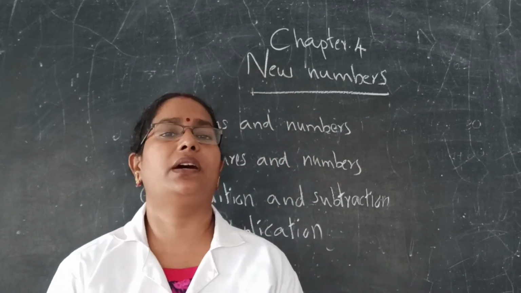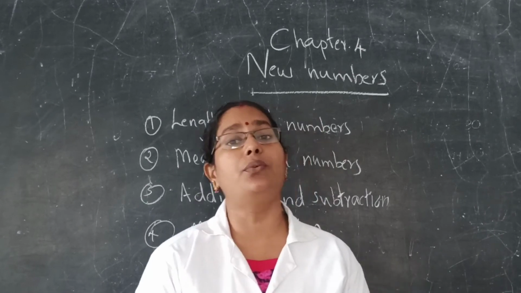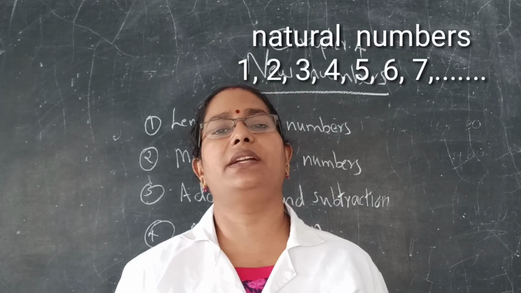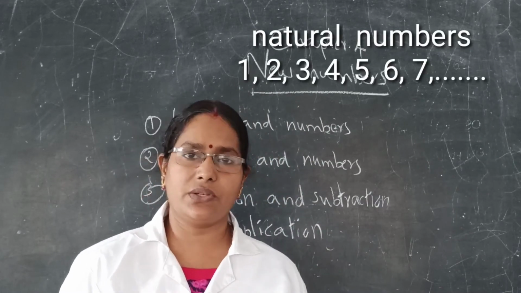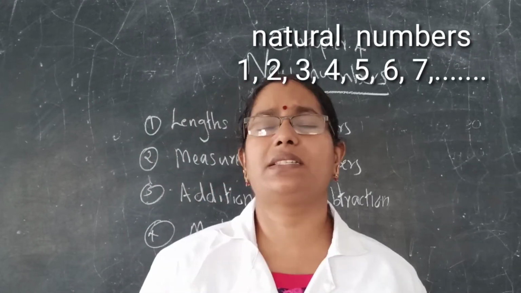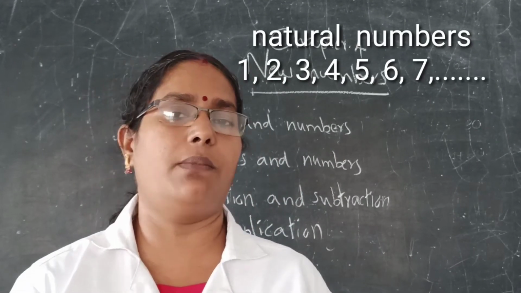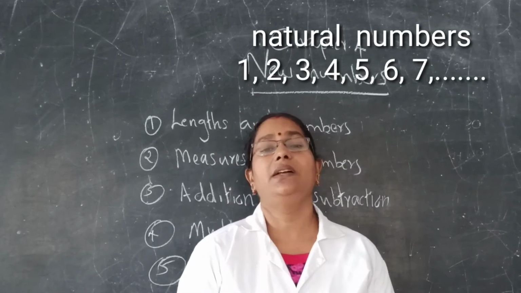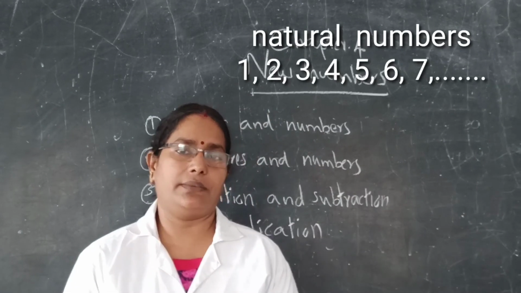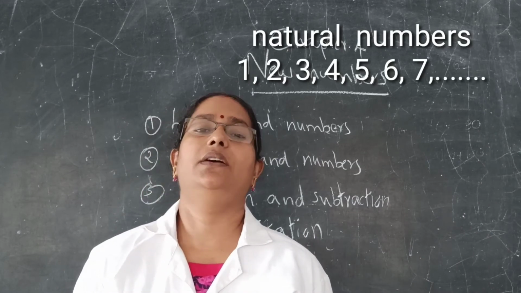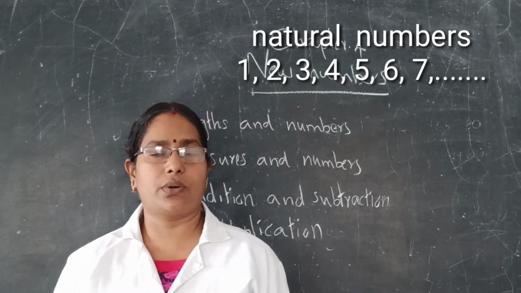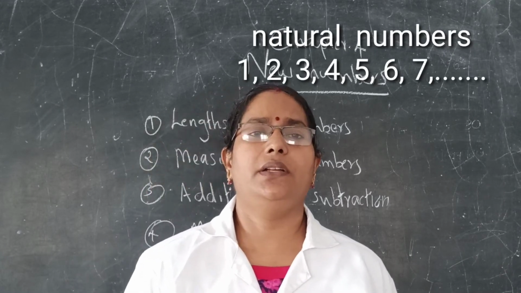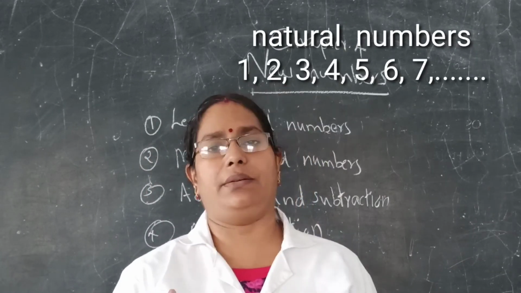First, you start counting numbers, 1 to 100, which you study from first standard, or LKG, UKG also. So what are numbers? Counting numbers. Another name is natural numbers, or in bracket you can write counting numbers. What is a counting number? These numbers are used for counting.